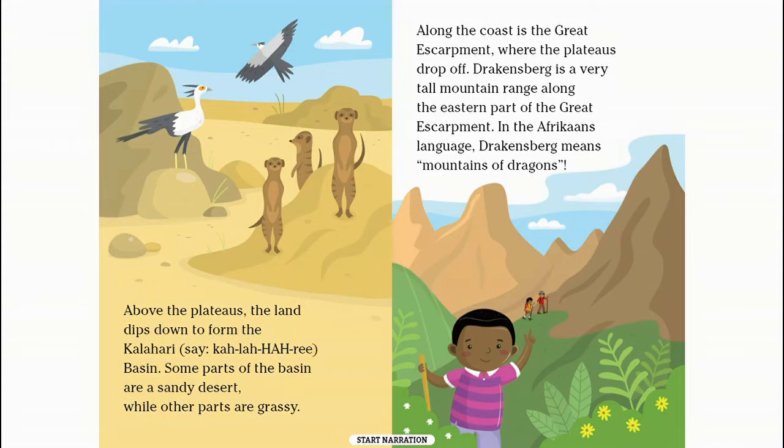Drakensberg is a tall mountain range along the eastern part of the Great Escarpment. In the Afrikaans language, Drakensberg means mountains of dragons. Maybe dragons live in these mountains. Oh, I don't know.